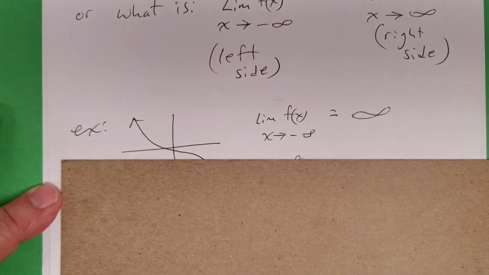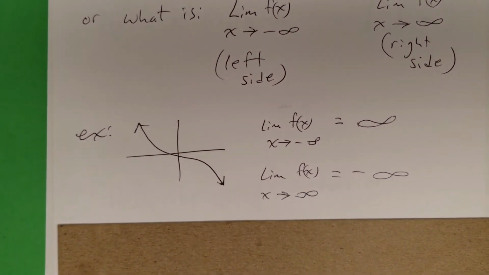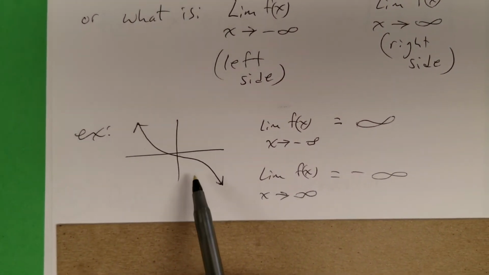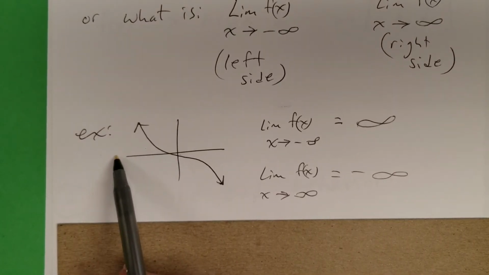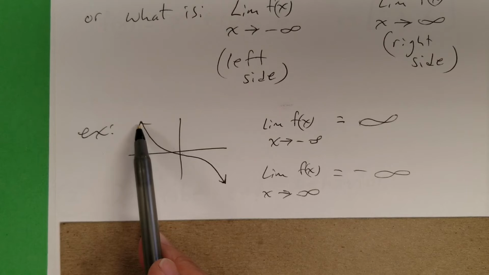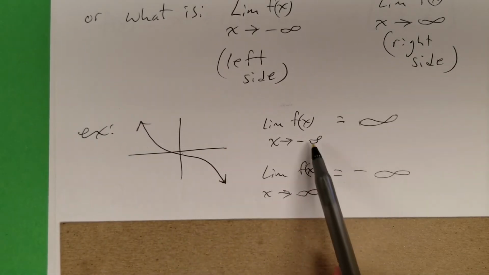Well, why don't we do that? Why don't we pick some super huge numbers? We didn't get to the numbers yet. I want you to see a graph first. Notice this one, right? As we go to the left, our graph goes up. As we go to the right, our graph goes down. So that's what I'm saying here.